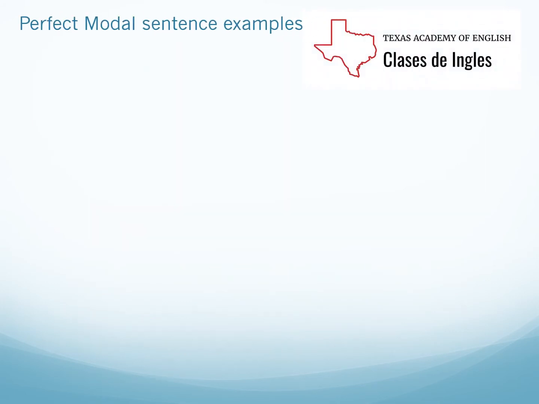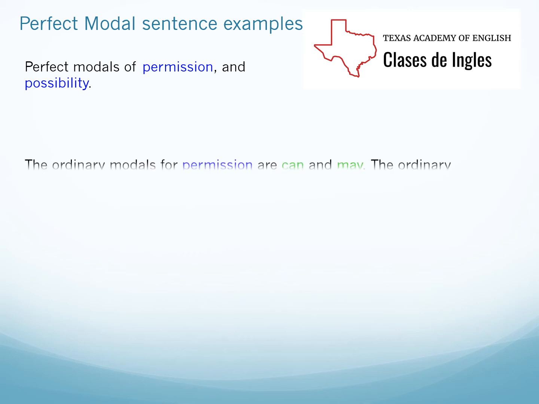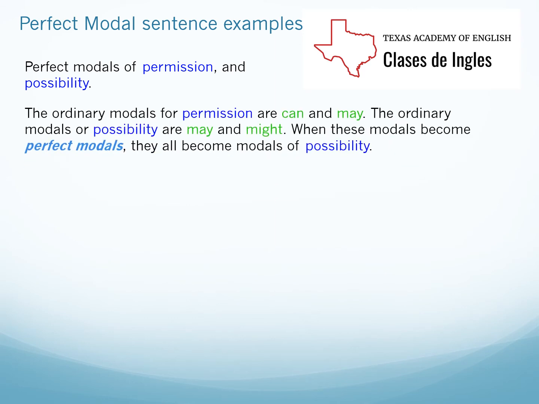And so now let's take a look at some perfect modal sentence examples. Again, the perfect modals of permission and possibility are as follows. The ordinary modals of permission are can and may. The ordinary modals of possibility are may and might. When the modals become perfect modals, they all become modals of possibility.